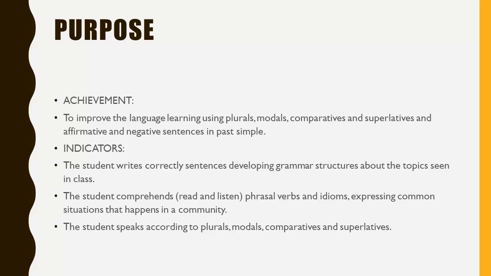Very good. In the second part, we have the purpose. First of all, we have the achievement. So let's read: to improve the language learning using plurals, modals, comparatives and superlatives, and affirmative and negative sentences using past simple. Indicators: the student writes corrective sentences developing grammar structures about the topics seen in class. The second indicator is the student comprehends, reads, and listens to phrasal verbs and idioms expressing common situations that happen in a community. And the third one is the student speaks according to plurals, modals, comparatives, and superlatives.